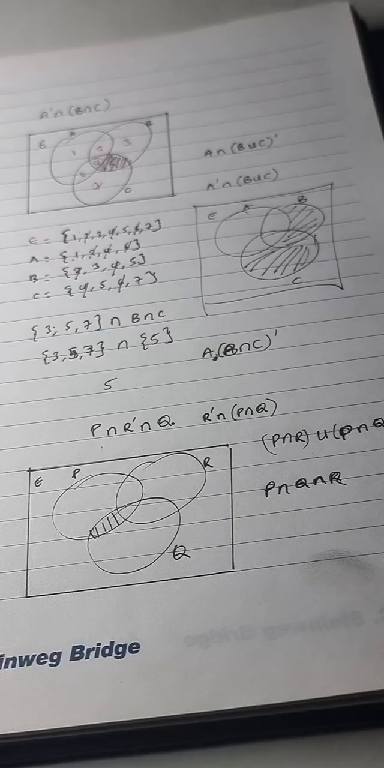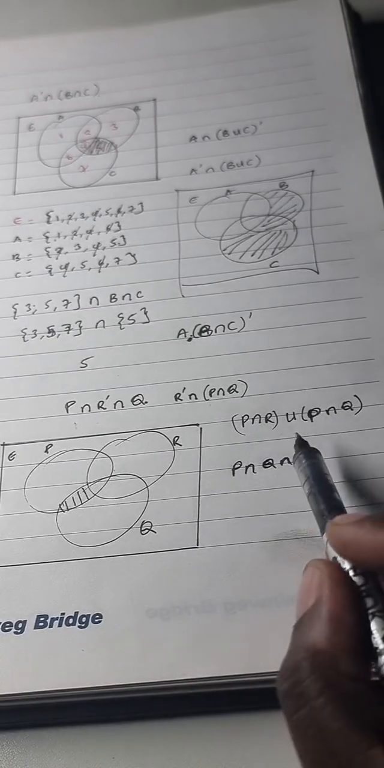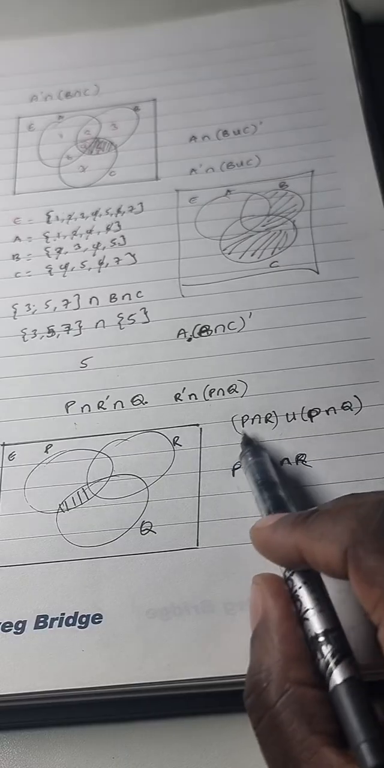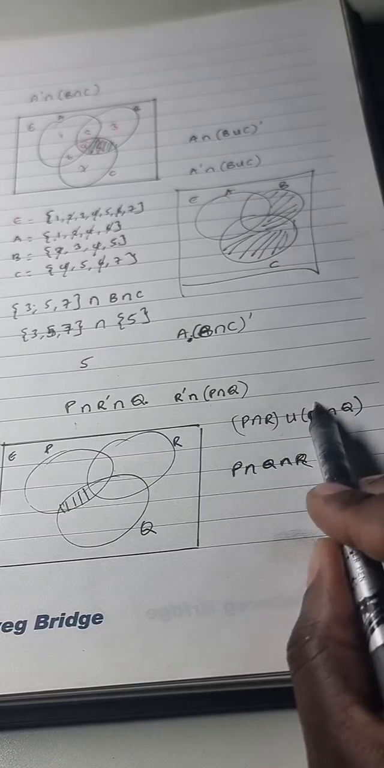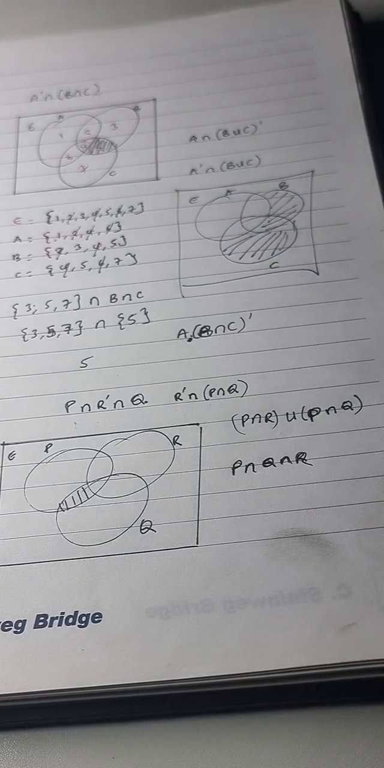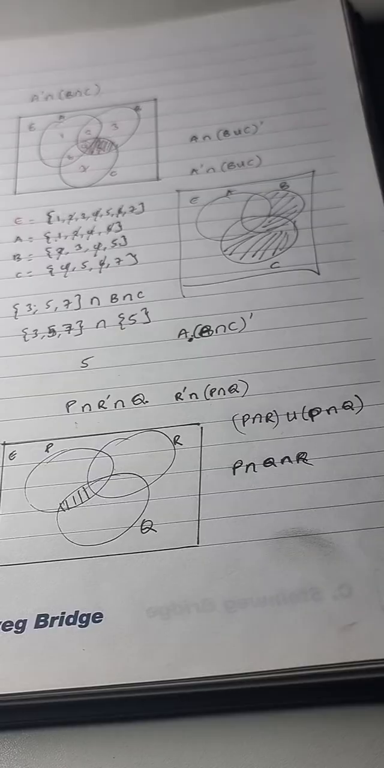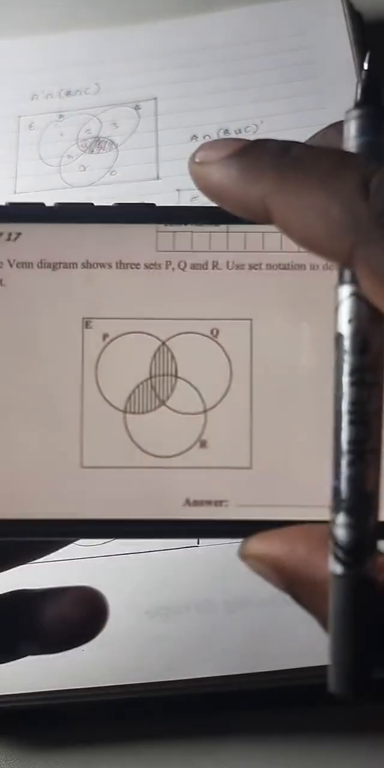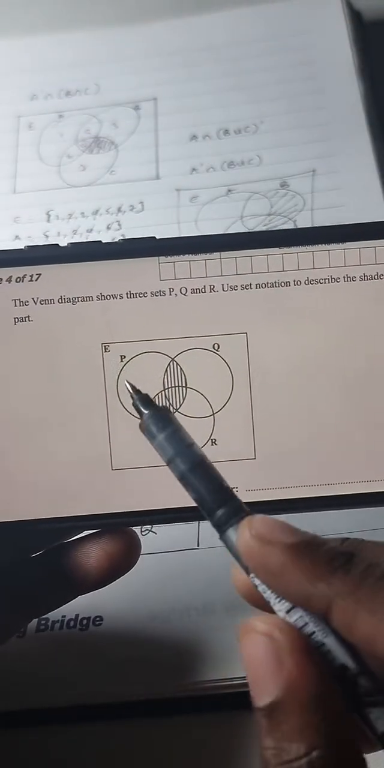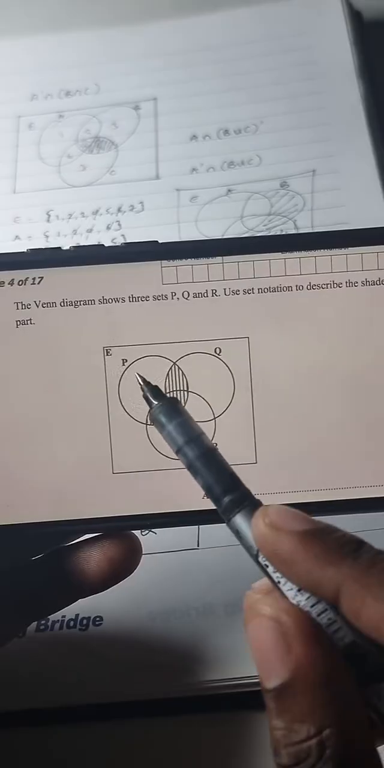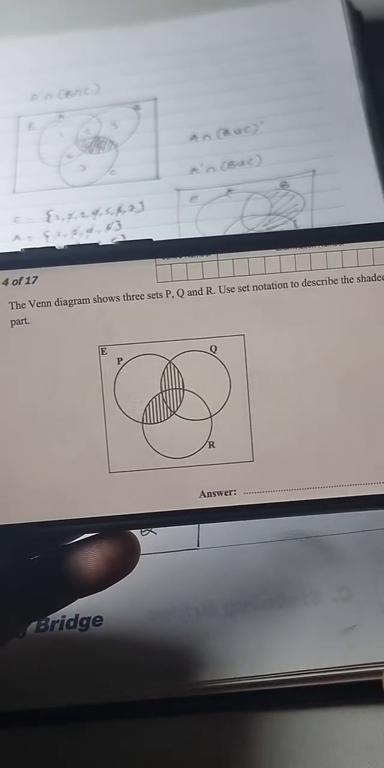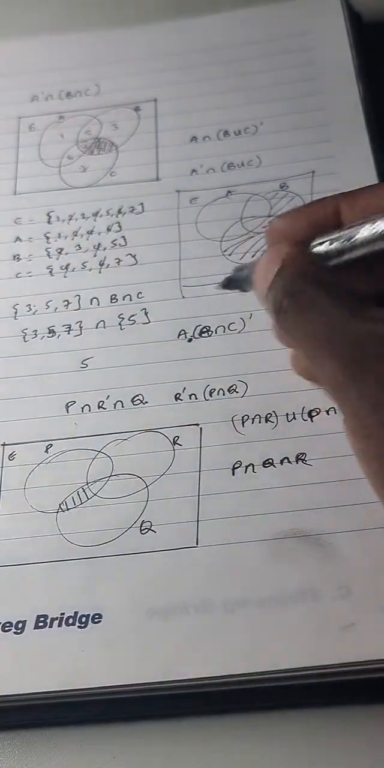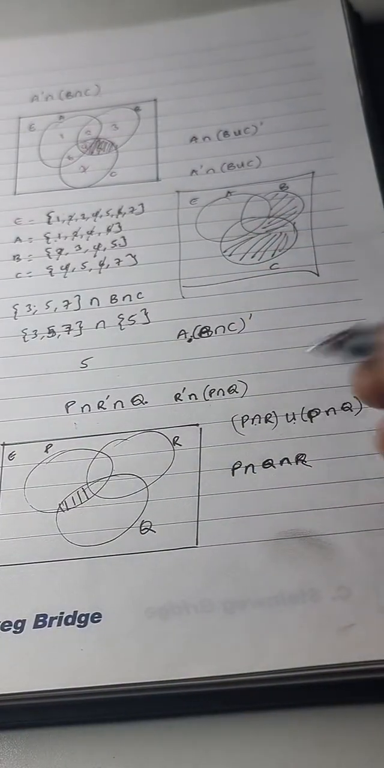How is the union? Miracle, rephrase your question. The reason we have put union here is because we are adding the intersections together. The intersection of P and R has been shaded together with the intersection of P and Q. Oh, she's asking the symbol. Union is U. This is union. This is intersection.